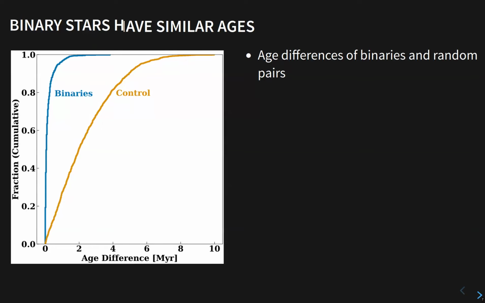And you could see the binaries are much closer, right, than randomly chosen pairs. So this is indicating binaries are forming close together in time. And this is already hinting at an answer to our original question. And it's hinting that binaries are indeed forming together in a correlated way.